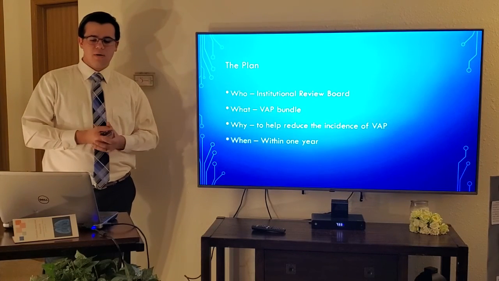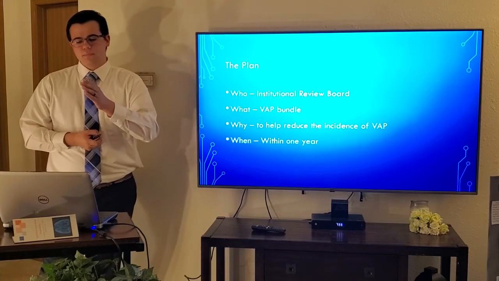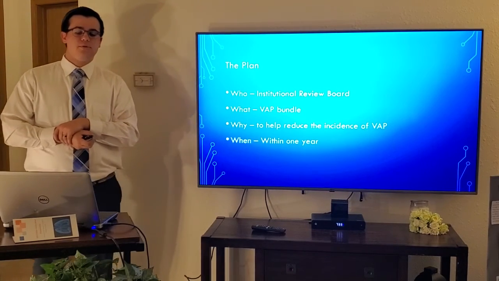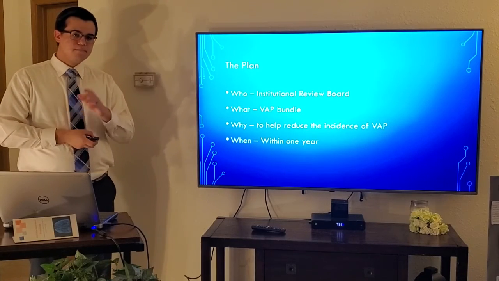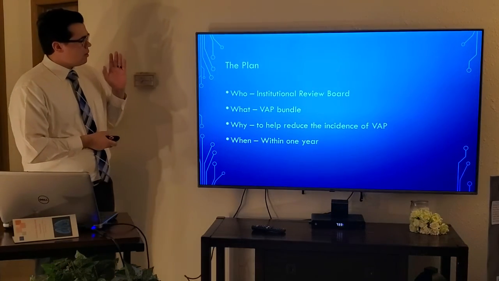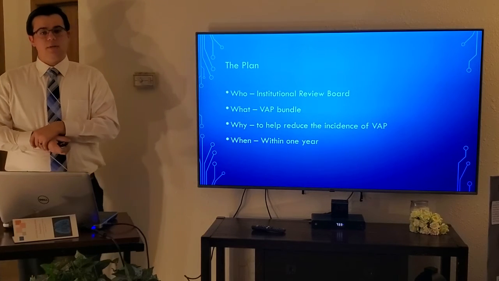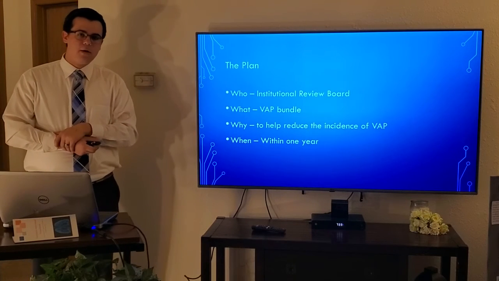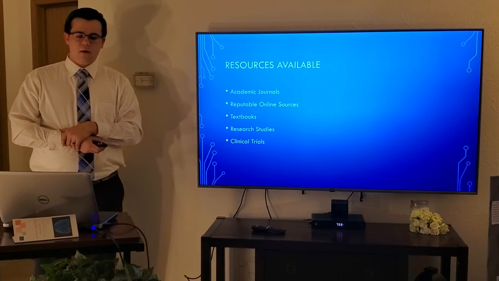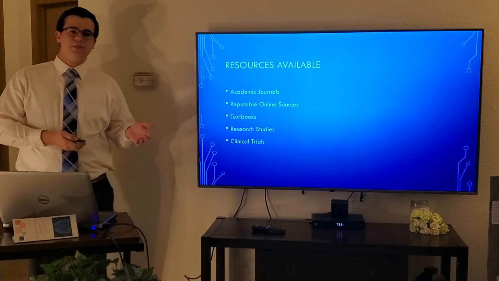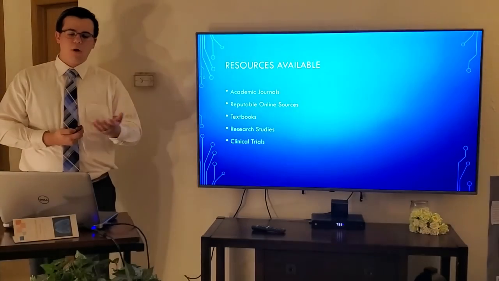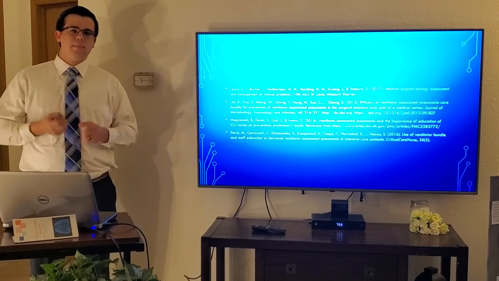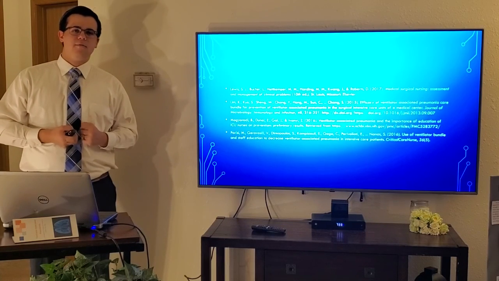Now, the plan going forward would be to talk to the Institutional Review Board and try to get this VAP bundle implemented into the workplace within one year, and hopefully see results from that. Now, there's many different resources available for nurses all around, but overall, VAP is a very, very detrimental thing that we need to eliminate as much as possible because it can be very deadly for intensive care patients.